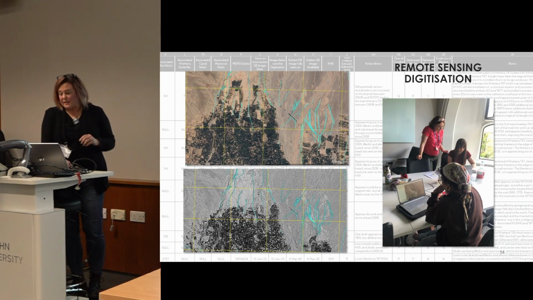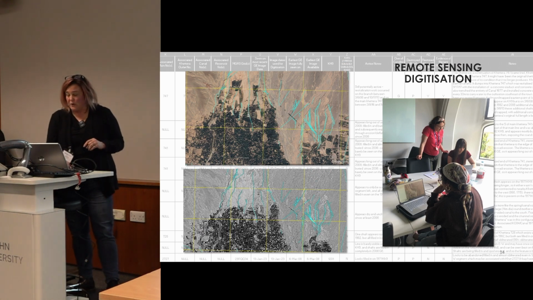To conduct the remote sensing, we utilized imagery from the earliest Hexagon missions in the region from the early 1970s, and from the last missions from the early to mid-1980s, and also the time series of imagery that was available on Google Earth Pro. Then we began the digitization of the features.